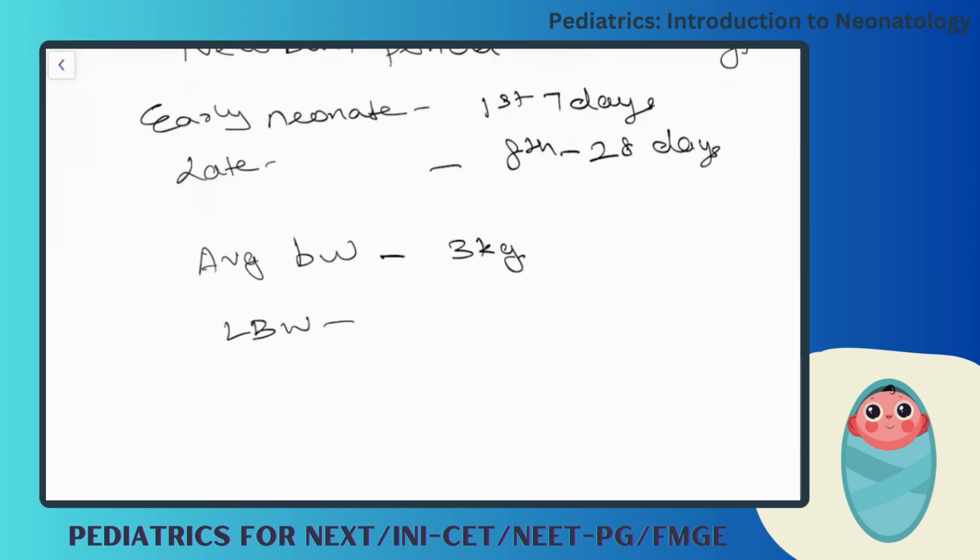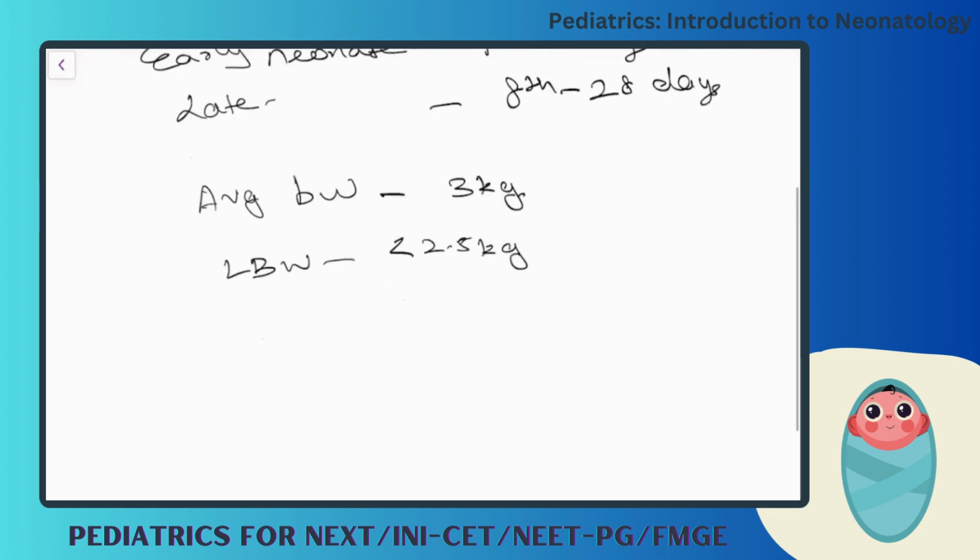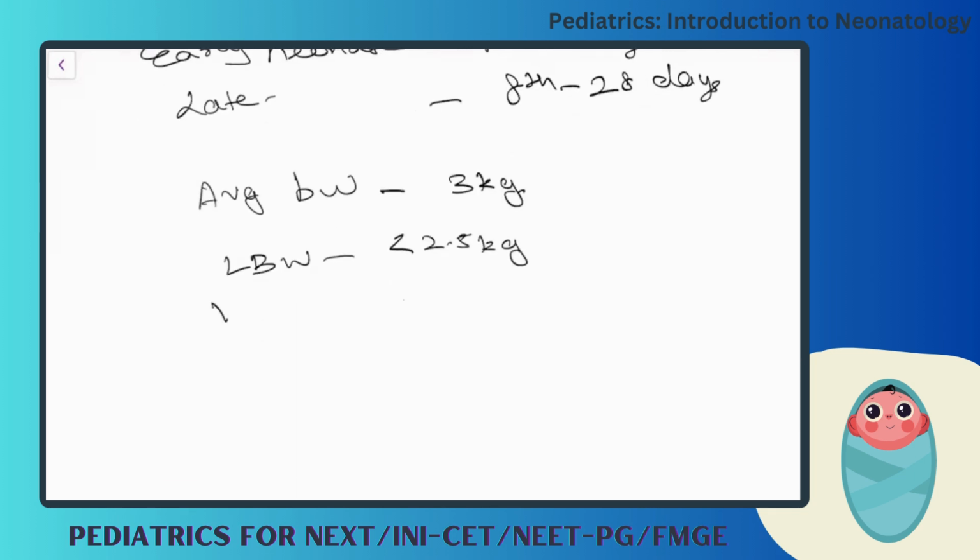Low birth weight, how much? Everyone makes this mistake. Less than 2.5. When we used to give mock exams, we found 60 to 70% of people make mistakes on this simple thing. Low birth weight is less than 2.5 kg. Very low birth weight, less than 1.5 kg. Extremely low birth weight, less than 1 kg. Understood?